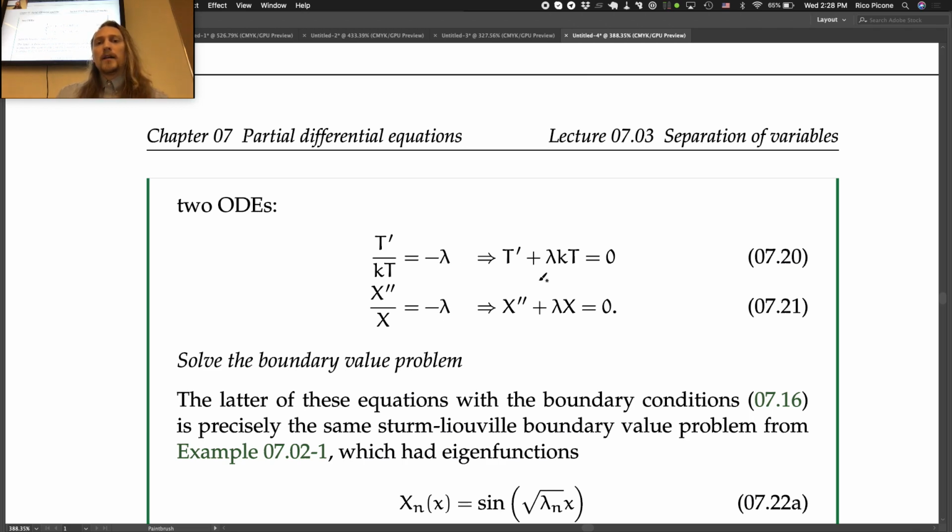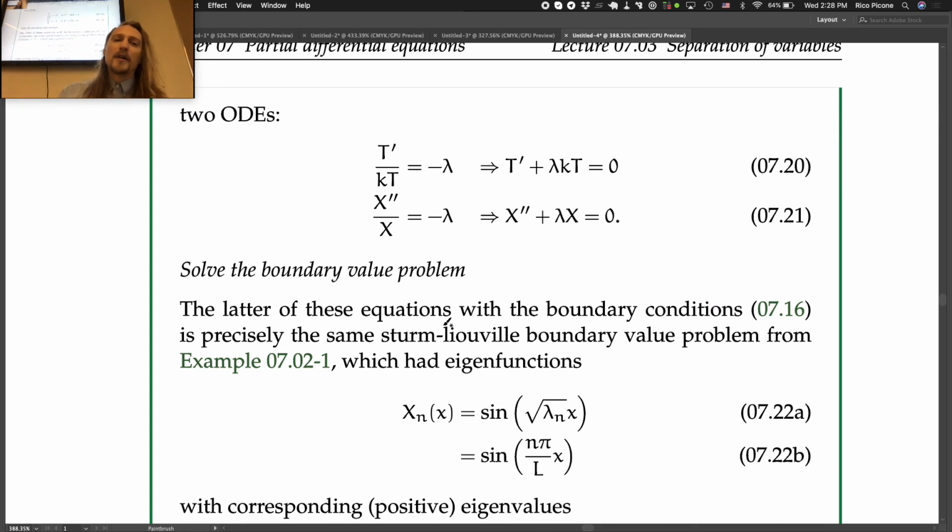So this upper equation in time becomes this ordinary differential equation. We just rearranged it. And then the spatial one becomes this ordinary differential equation. Great. So now we're back to ODEs to solve. Solve the boundary value problem.